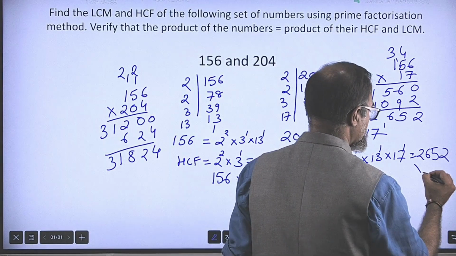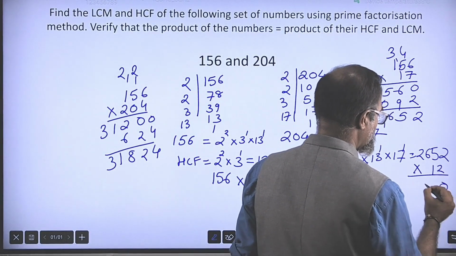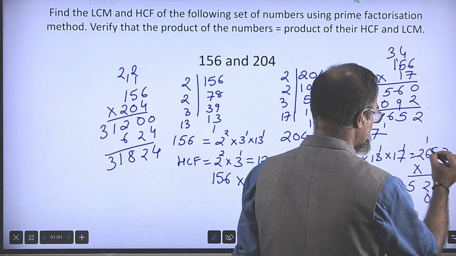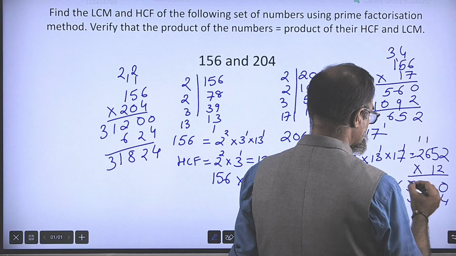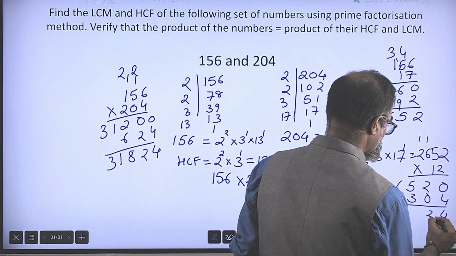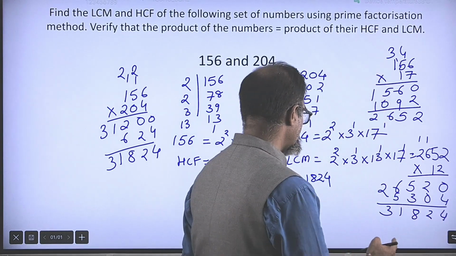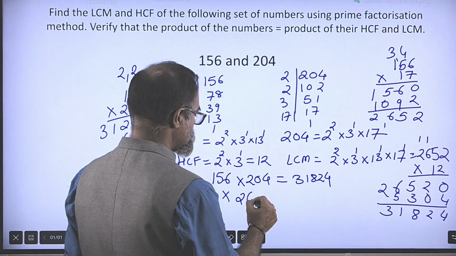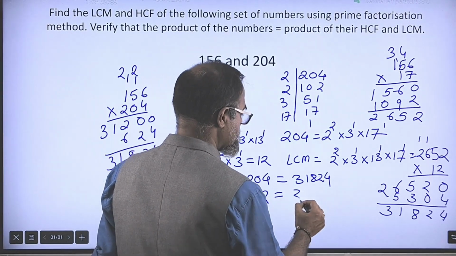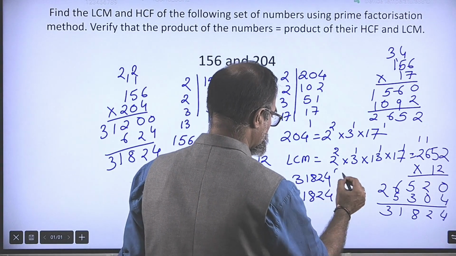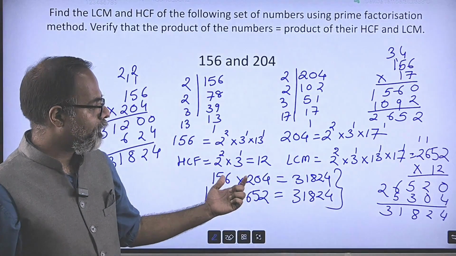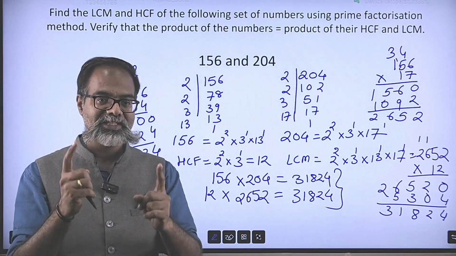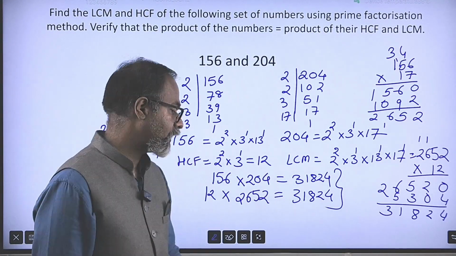So 2652 multiplied by 12. 2 2s are 4, 2 5s are 10, 2 6s are 12, 13, 2 2s are 4, 5. So 31824. So 12 multiplied by 2652 is 31824. The product of the two numbers is equal to the product of their HCF and LCM. Hence, once again, we get a confirmation of this particular property.